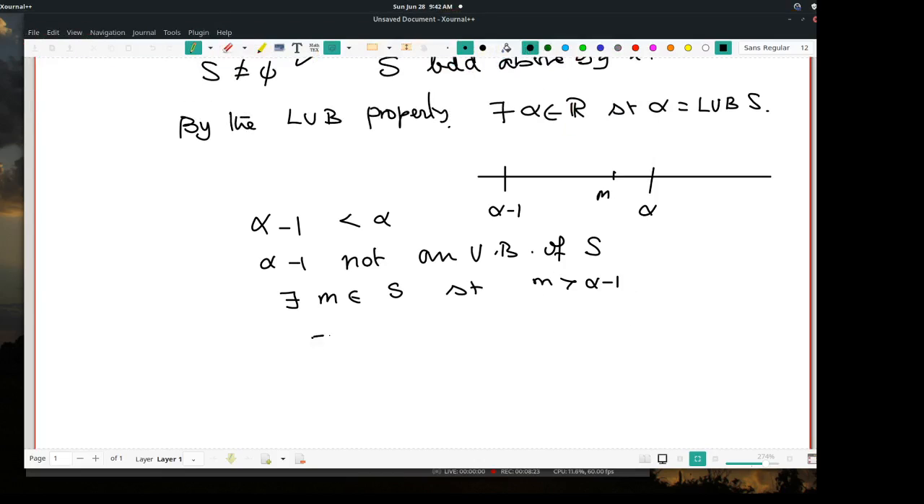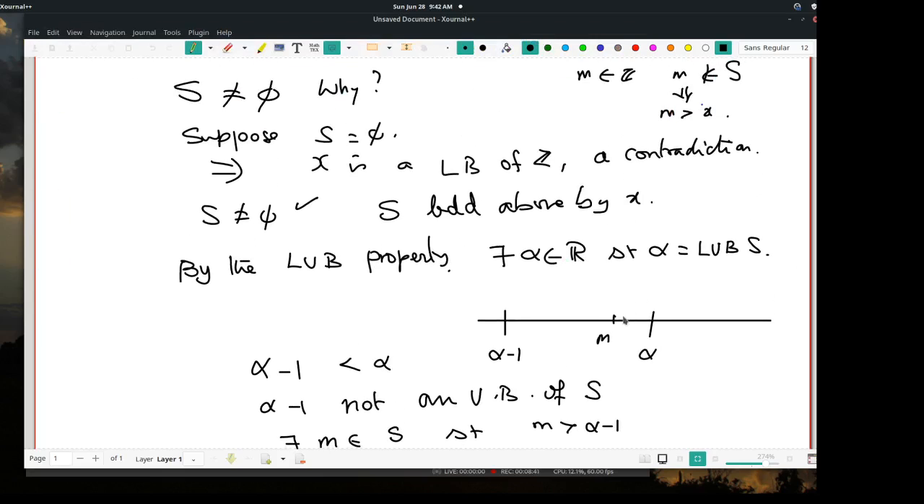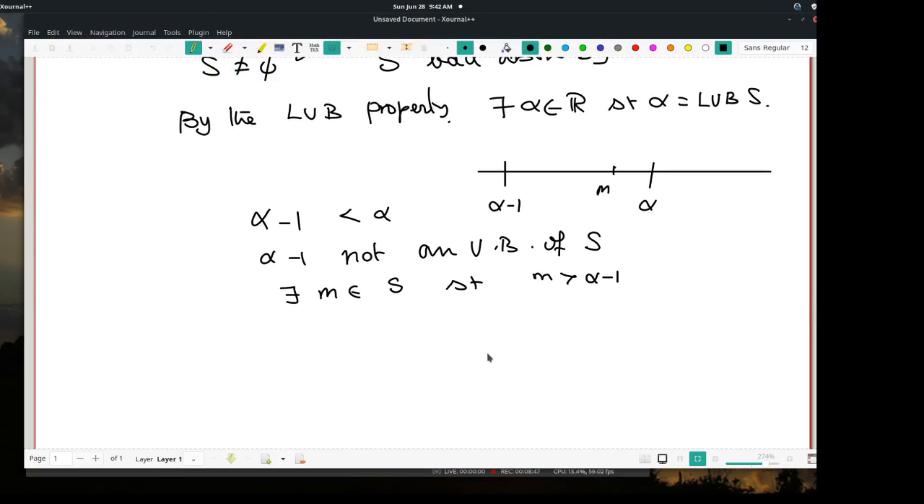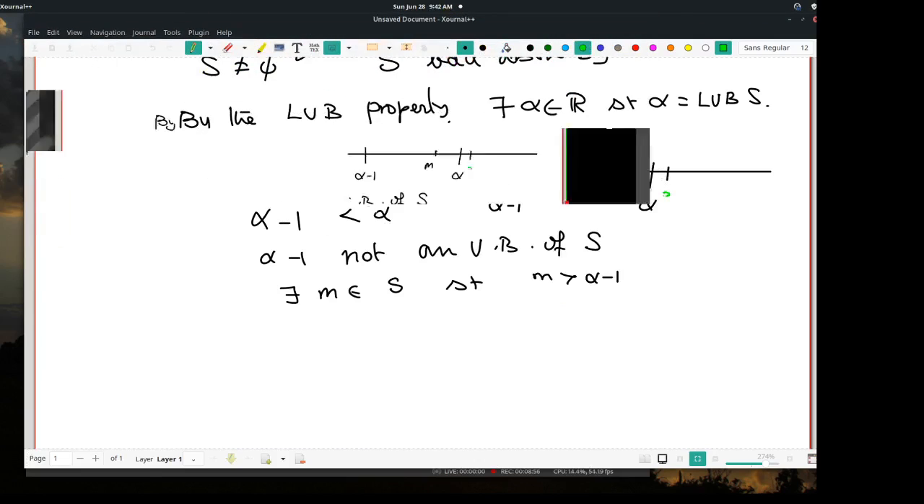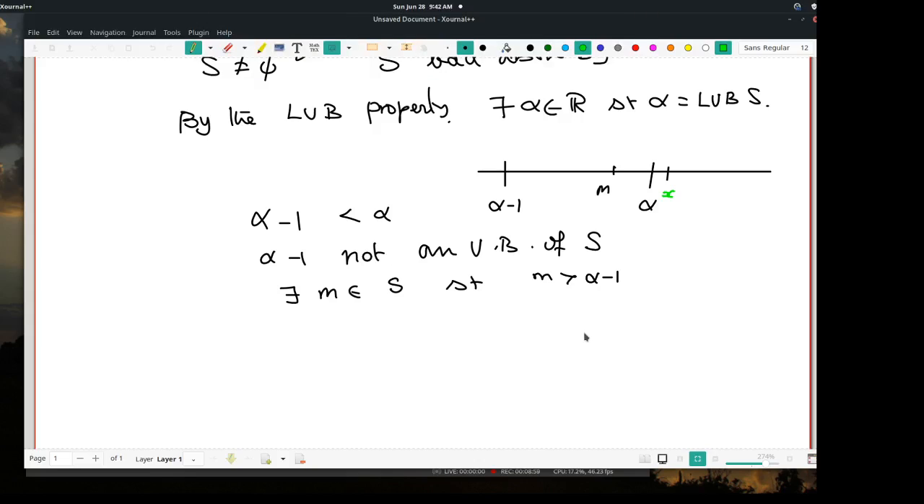Before we go further, notice that alpha is an upper bound of S, and X is also an upper bound. Alpha is the least upper bound of S, but X is an upper bound. Therefore, what's the relation between them? So, alpha should be less than or equal to X. You understand that? Alpha should be less than or equal to X because X is an upper bound. Keep that in mind.